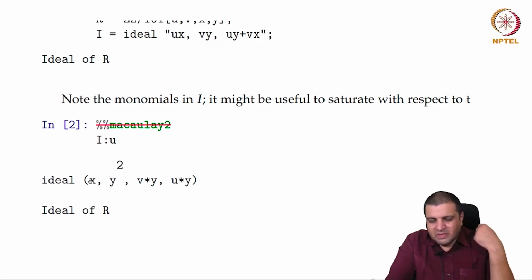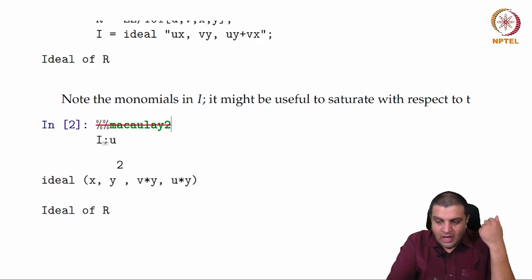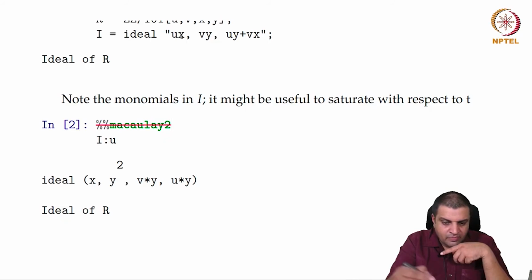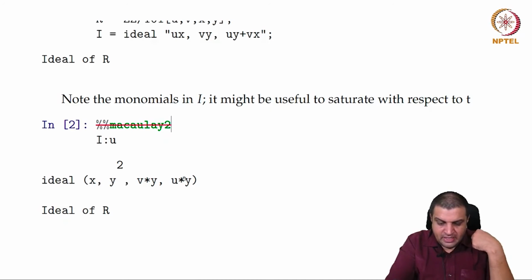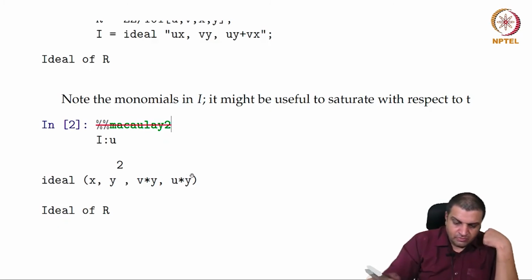So it would have calculated this in some way. We will discuss how these things are calculated in the next lecture, or maybe after that. It says x is there. And if x is there, then uy should be there. So it saturates this one.